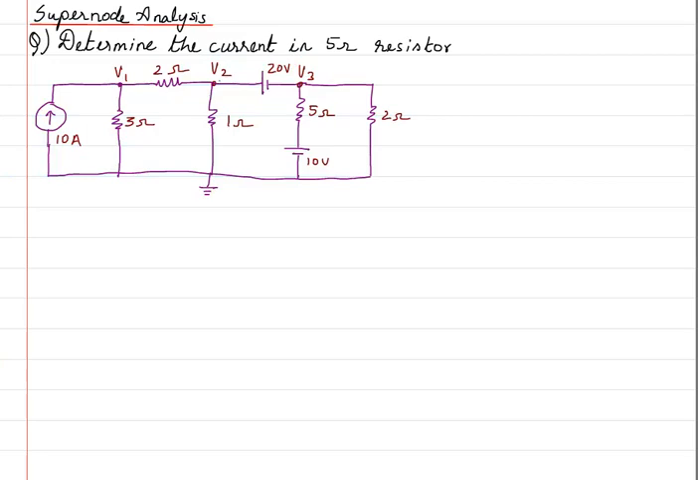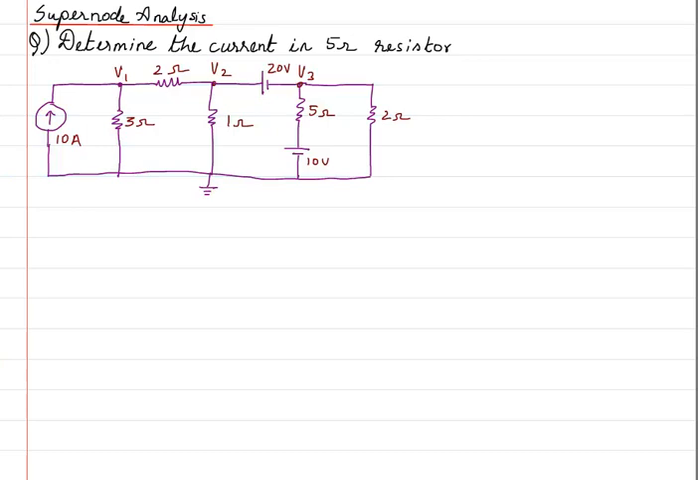So when do we use a supernode analysis? We use a supernode analysis whenever there is a voltage source between two nodes. This need not require a supernode because one of the nodes here is a reference node. So if there are two unknown nodes and in between them there is a voltage source, then we will talk about a supernode.